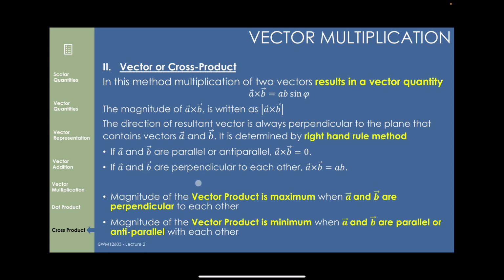But if they are perpendicular to each other, meaning they have an angle of 90 degrees between them, then sine of 90 degrees is 1. So we will be left with a times b, the magnitude of a times magnitude of b. So in this case, it has the maximum magnitude. The magnitude of the vector product is maximum when a and b are perpendicular to each other, and minimum, which is 0, when a and b are parallel or anti-parallel to each other.